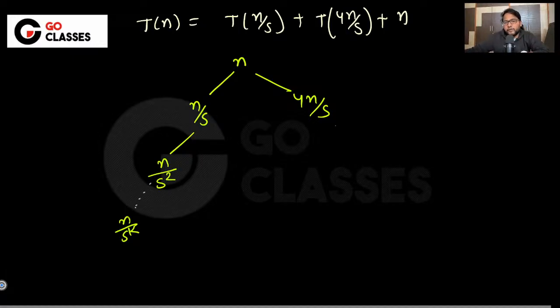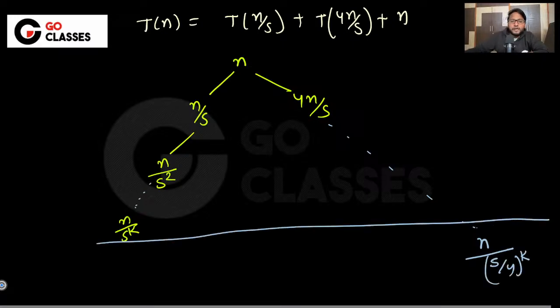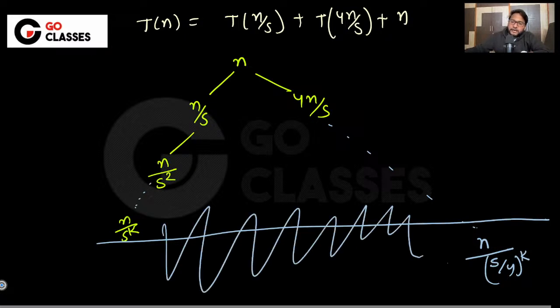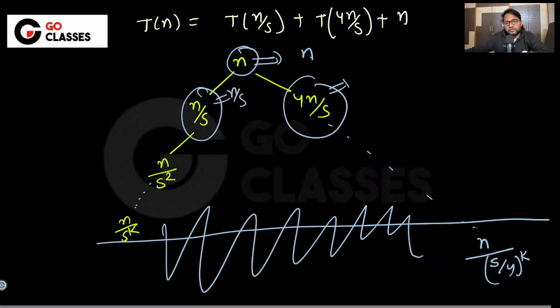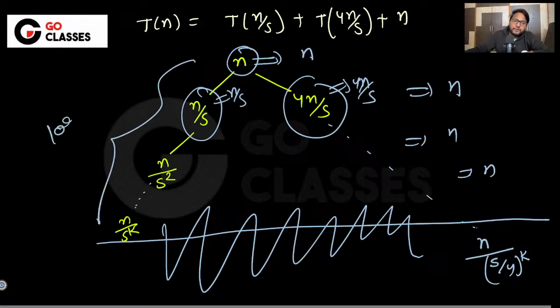Here you are dividing, but this is basically the shortest branch, and this branch will get terminated first. There will be many other branches, but the longest branch will get terminated last. At every level you are doing n work: n because of this, n by 5 because of this, 4n by 5 because of this. So at this level also n work. There are k levels here, which means log base 5 n levels. So how much work are you doing till this point? You are doing n log base 5 n.